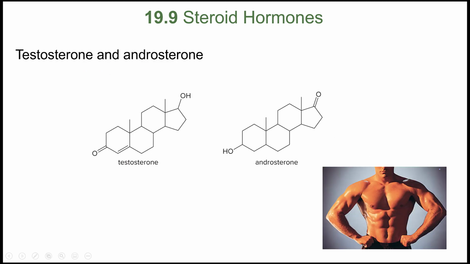Testosterone and androsterone are androgens synthesized in the testes. They control the development of secondary sex characteristics in male, including the growth of facial hair, increase in muscle mass, and the deepening of the voice.